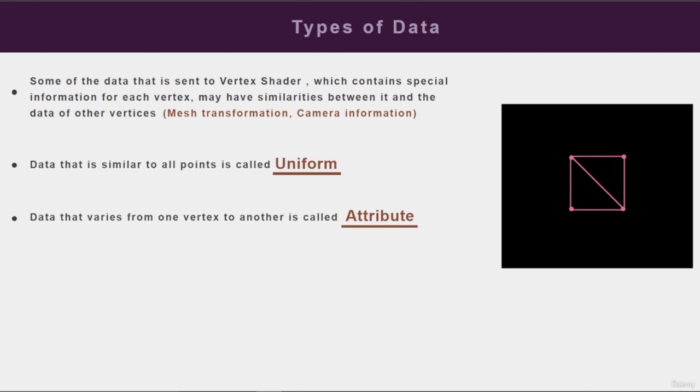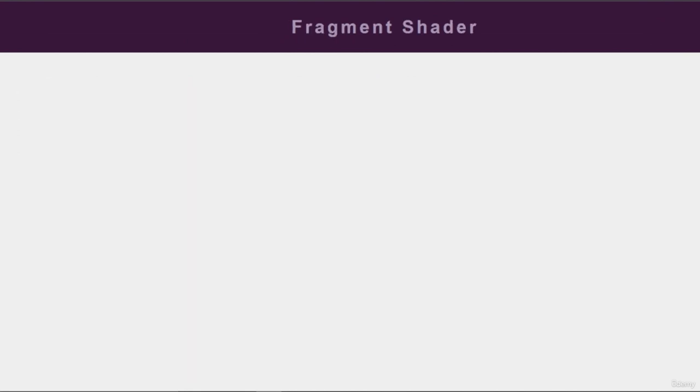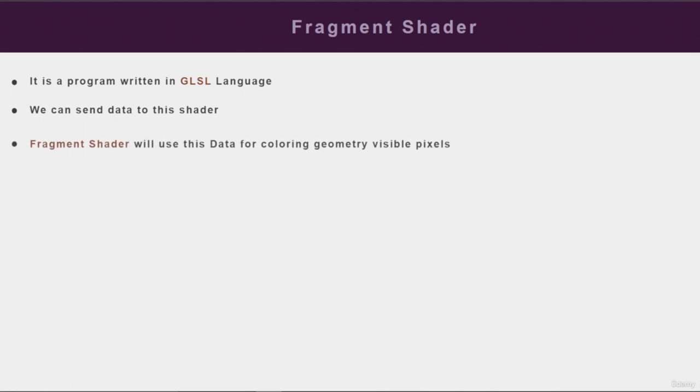Okay, so when all the vertices are replaced, then the GPU will do some calculations, and from these calculations, the GPU will know which pixels are visible and which are not. And this information will be sent to the next shader, which is the fragment shader. So let's see what the fragment shader is. The fragment shader is a program written in GLSL. Also, we can send data to this program, and this data will be used in the fragment shader to color every visible pixel in the geometry.